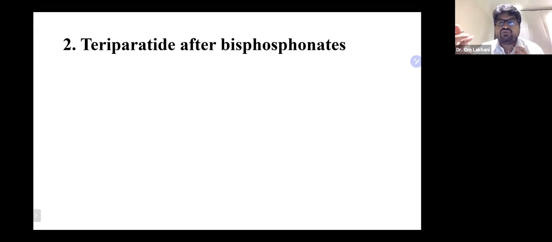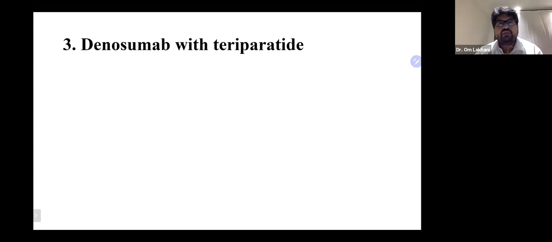Teriparatide after bisphosphonate has to be given sometimes, because if the patient develops fracture, like the first case we talked about, if the patient develops fracture on bisphosphonate, you have to give teriparatide. So in this case, the benefit of teriparatide is a little slower. So it takes a little time for teriparatide action to really kick in.